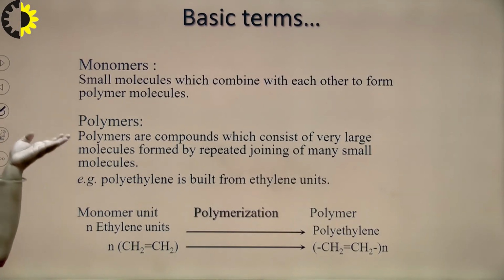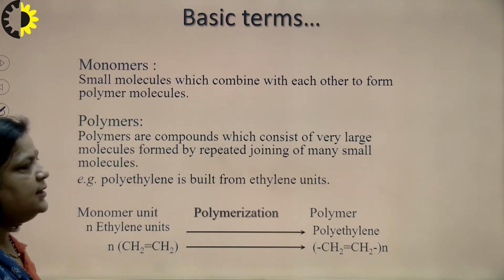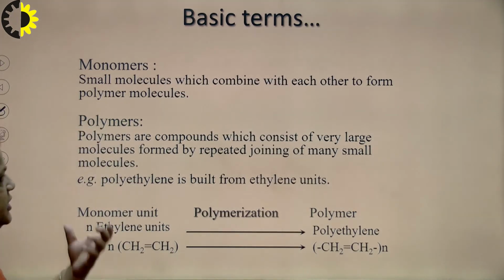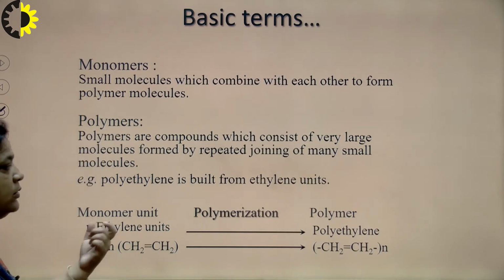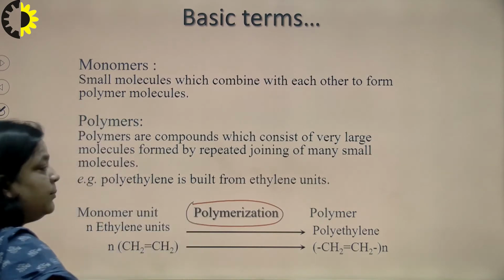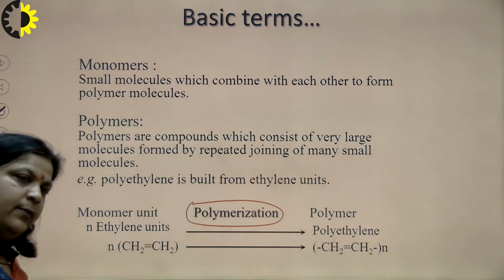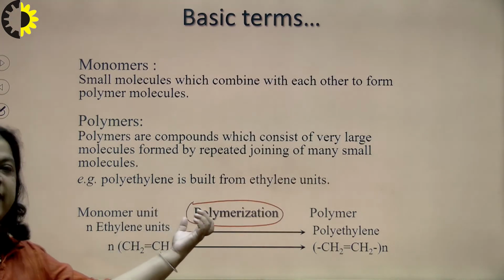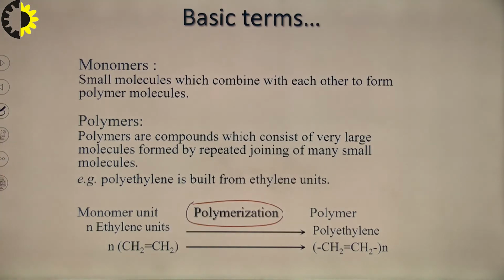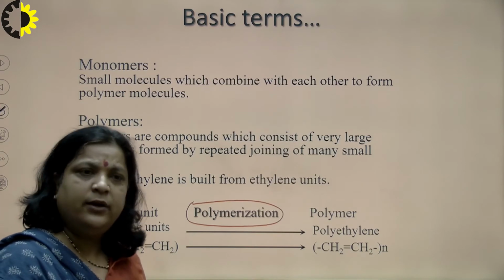Now, the first term, I think it is clear: a monomer is the smallest unit, or small molecules, which combine with each other to form a long chain, and the long chain is called a polymer. Now, the third term is polymerization. Polymerization is the process through which monomers convert into a polymer, or through which a polymer is formed. And polymerization is of different types, like addition, condensation, emulsion, etc.